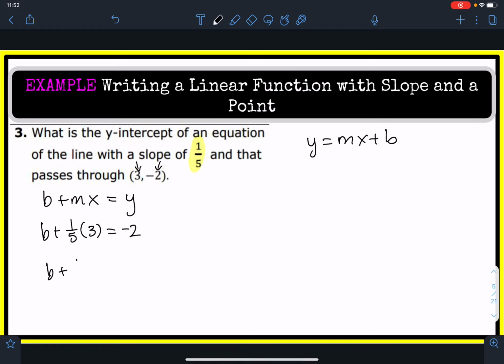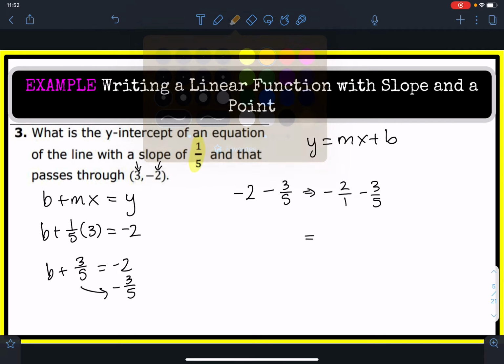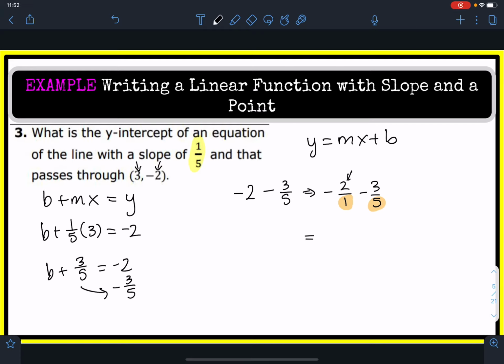Multiplying 1/5 and 3, that's equal to 3/5. And here, moving this, I would subtract the 3/5 from the -2. So let me put that over here. I have -2 minus 3/5, which is equivalent to -2/1 minus 3/5. I need a common denominator. I need both of these numbers to be the same value. So I'm going to multiply this fraction by 5/5. I'm going to multiply the top number by 5 and the bottom number by 5.